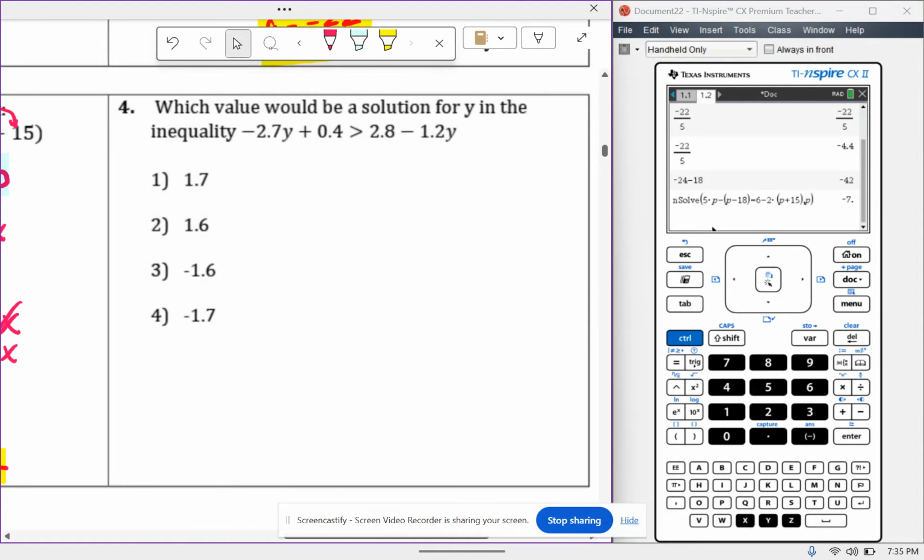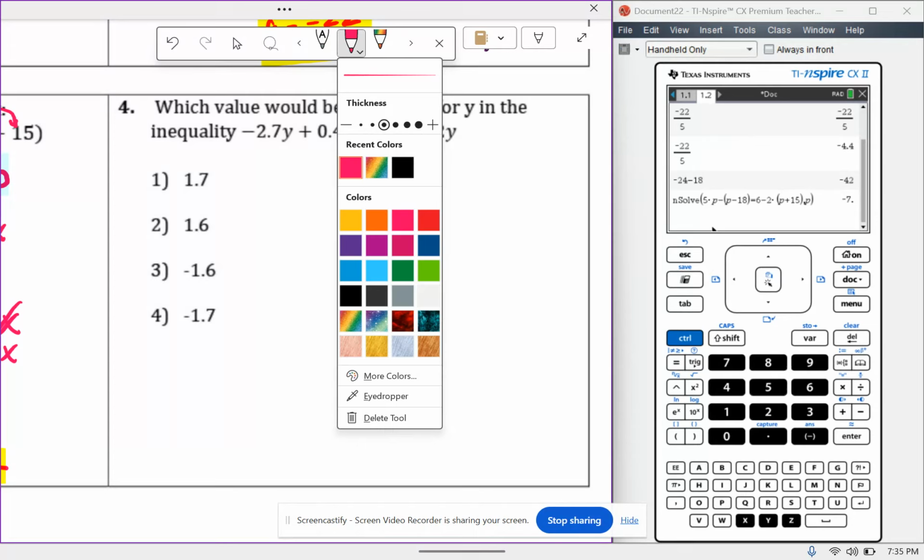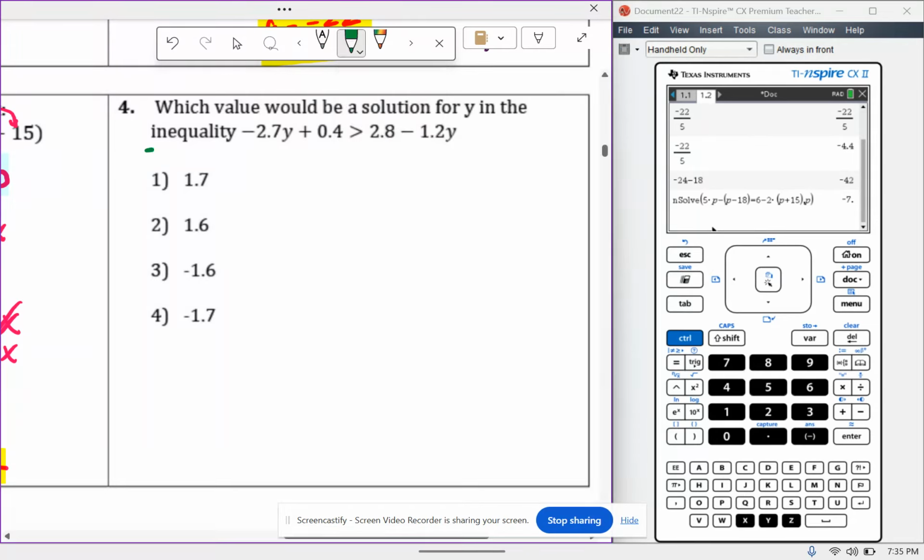Okay, question 4. It says, which value would be a solution for y in the inequality? Okay, so now we're working with inequalities. So I'm going to remember that I'm going to get y all by itself on the left-hand side of the inequality. I'm going to have a symbol and then a number.